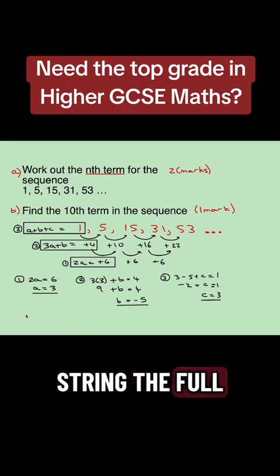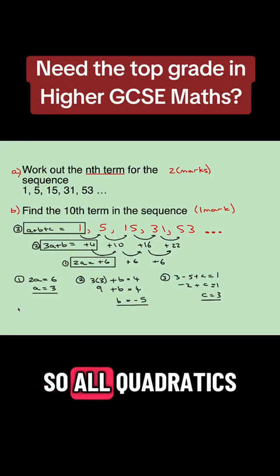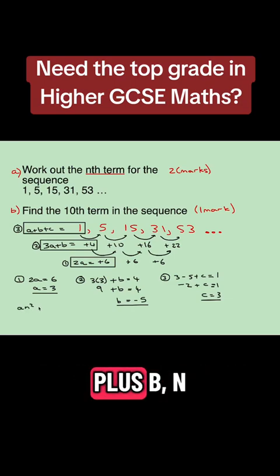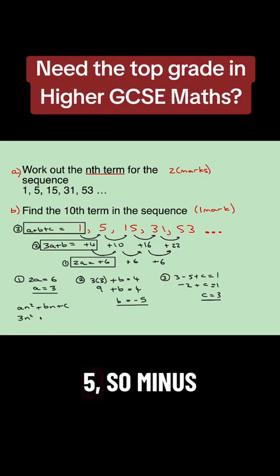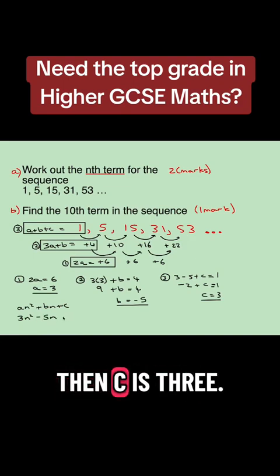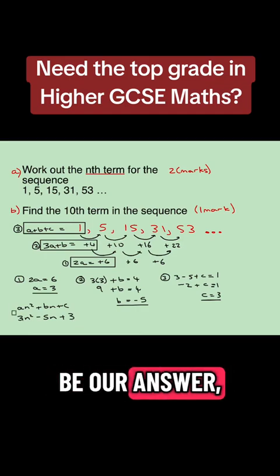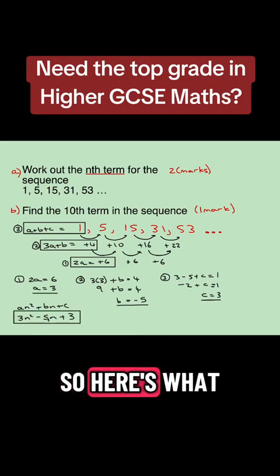Now we can string the full equation together. So all quadratics will look like this: an squared plus bn plus c. And we know a is 3, so it's 3n squared. b is -5, so -5n, and then c is 3. And that should be our answer, but we might as well check it. So here's what you do to check this.